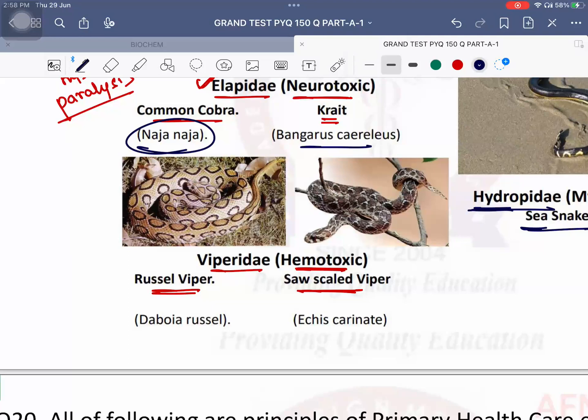Why are they called hemotoxic? Because hundreds and thousands of clots are formed in their circulation, which will go and block a lot of organs and that will cause death. And this condition is known as DIC. So the cause of death in the Viperidae family is disseminated intravascular coagulation or coagulopathy.